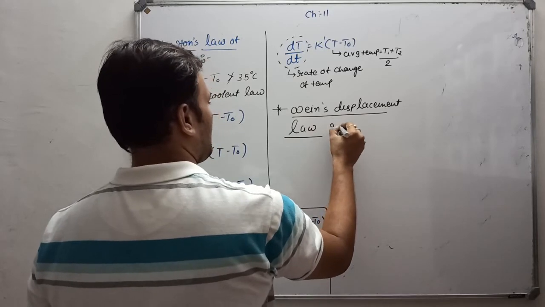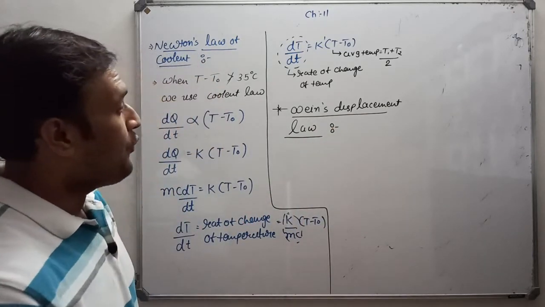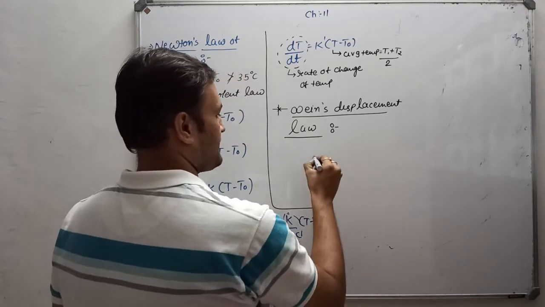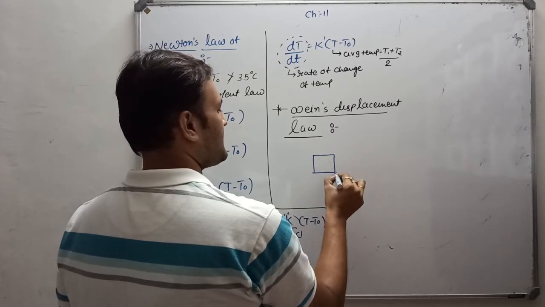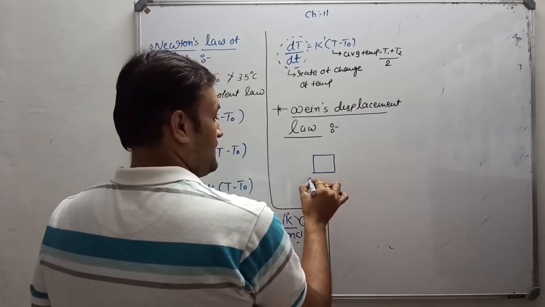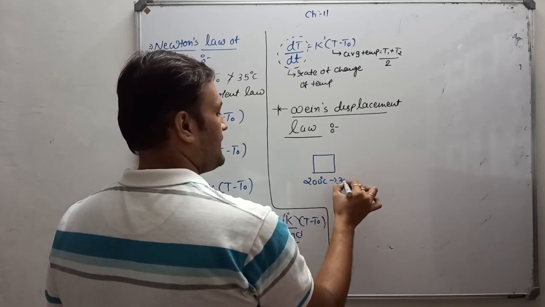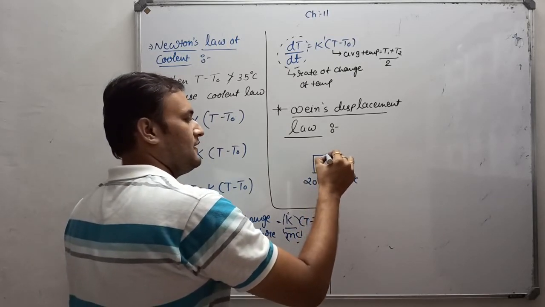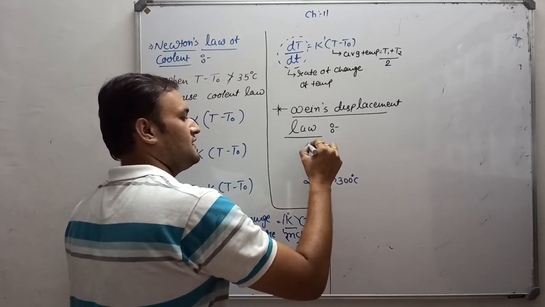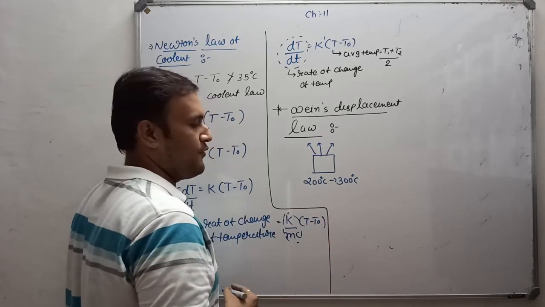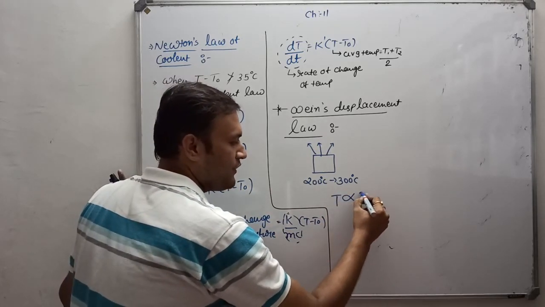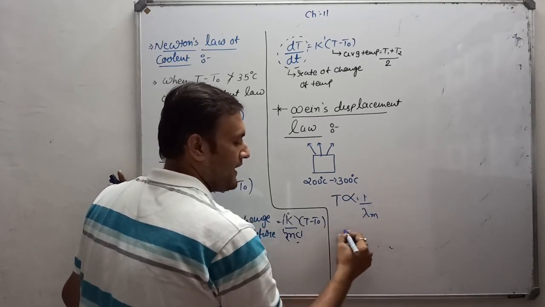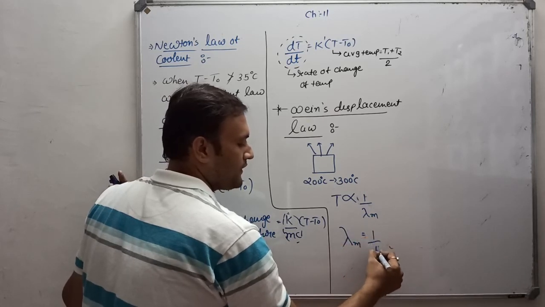Wien's displacement law. Wien said that if we increase the temperature of a body, say from 200 to 300 degrees Celsius, at this time the body emits radiation whose wavelength is decreasing. It means T is inversely proportional to lambda m, and lambda m is proportional to 1 upon T.